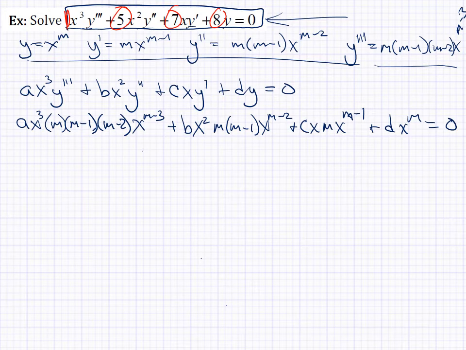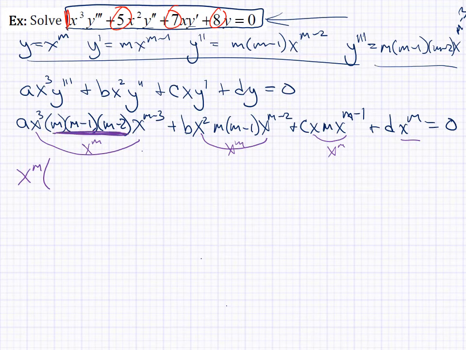All right. Now, a lot of this is going to work out the same way that it worked out with the second order. x cubed times x to the m minus 3 is going to just give me an x to the m when I add those exponents together. This x squared and this x to the m minus 2 is just going to give me an x to the m. This is going to give me an x to the m, and I have an x to the m here. So ultimately, I can pull the x to the m out of the whole thing, and I'd be left with a times this, b times this, c times m, and then d.